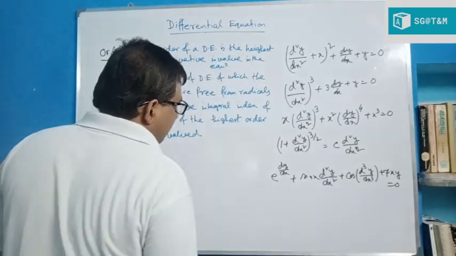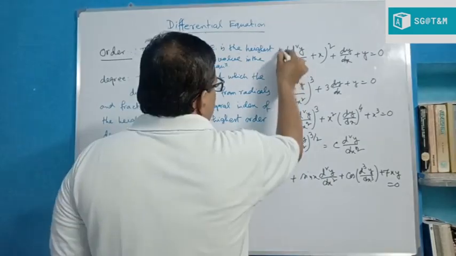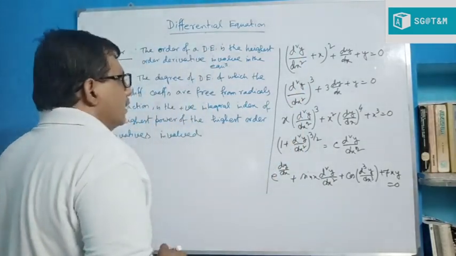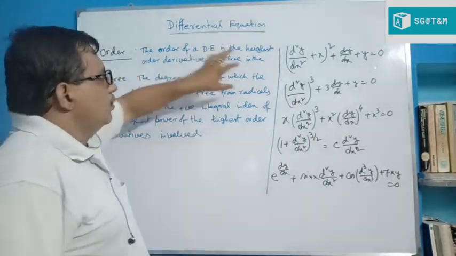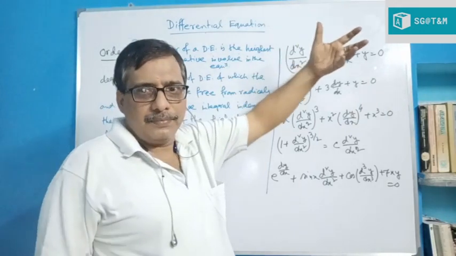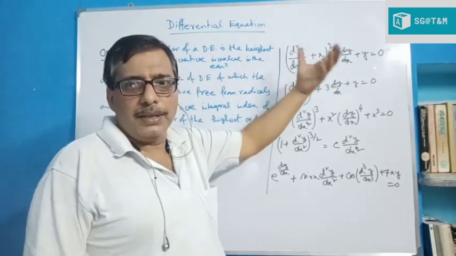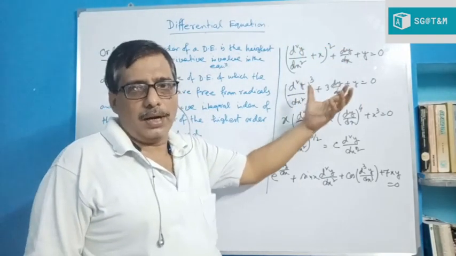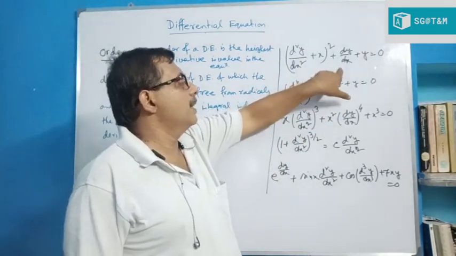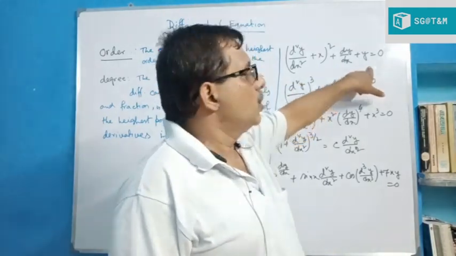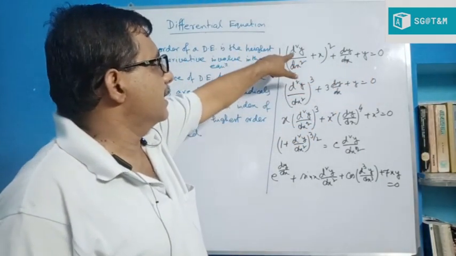So study these equations. We take a few examples. So what is the order? Then we go to the degree. First, order: the highest order derivative present or involved in the equation is known as its order. So the first equation: d2y/dx2 plus x plus dy/dx plus y is equal to 0. The highest order derivative present here is of the second order.